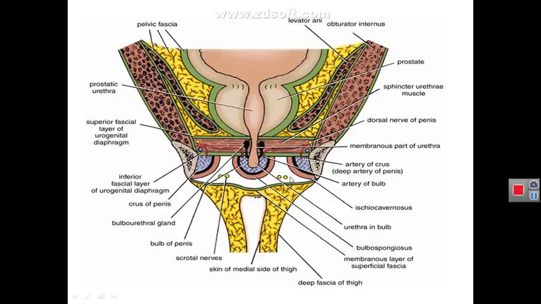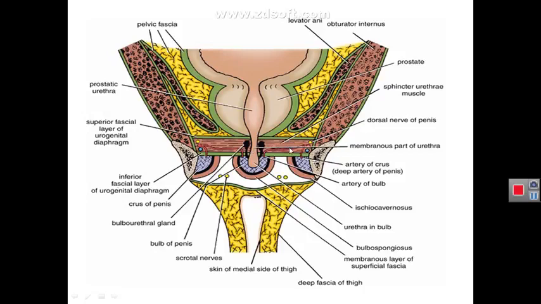This is again a coronal section to show the urogenital diaphragm in the male. This is the urinary bladder, and that is the prostate. This is levator ani, so this is the true pelvis. And in the perineum, this is the superior fascia of the urogenital diaphragm, while this is the inferior fascia of the urogenital diaphragm. And this is Colles fascia. And so this is the superficial perineal space, while that is the deep perineal space.